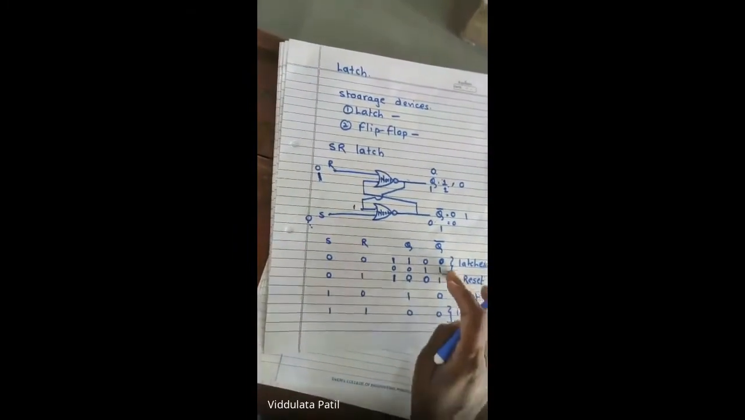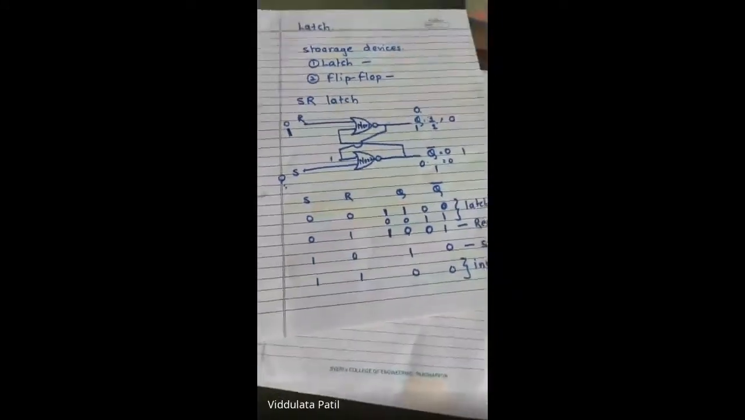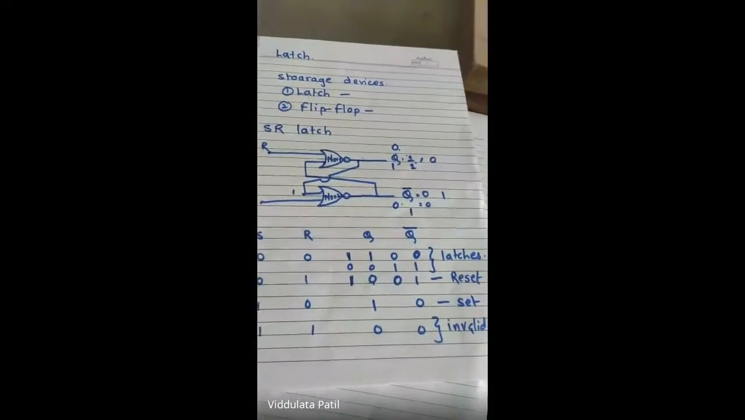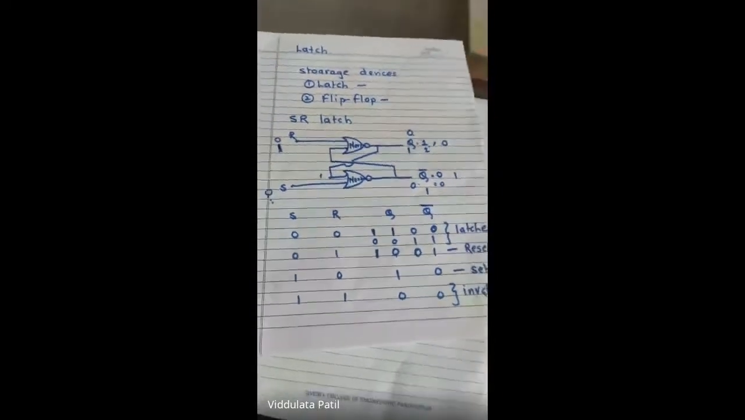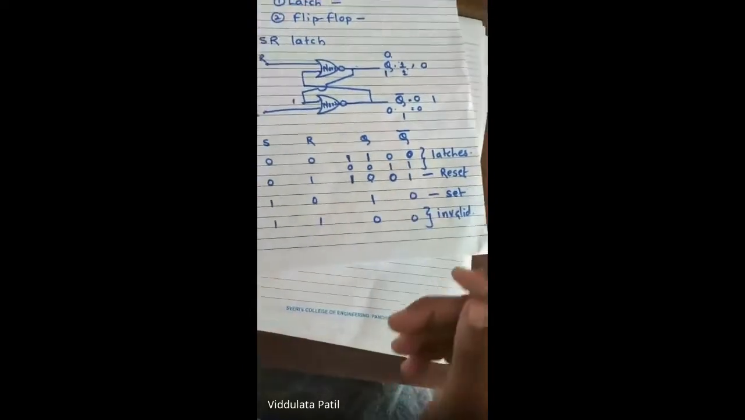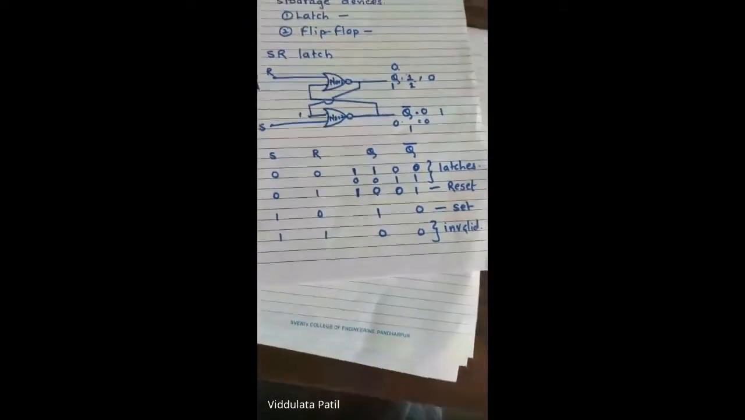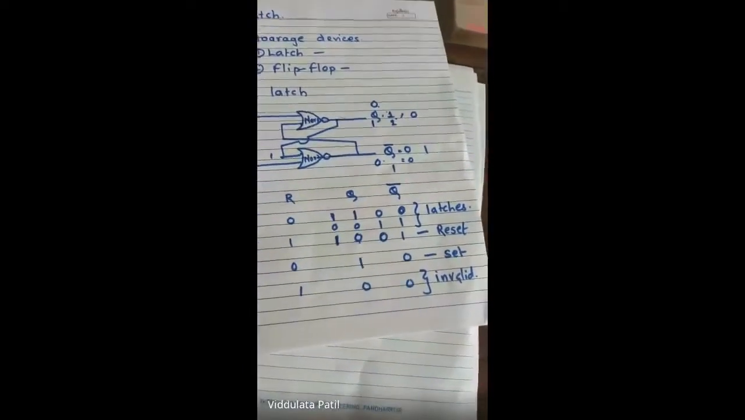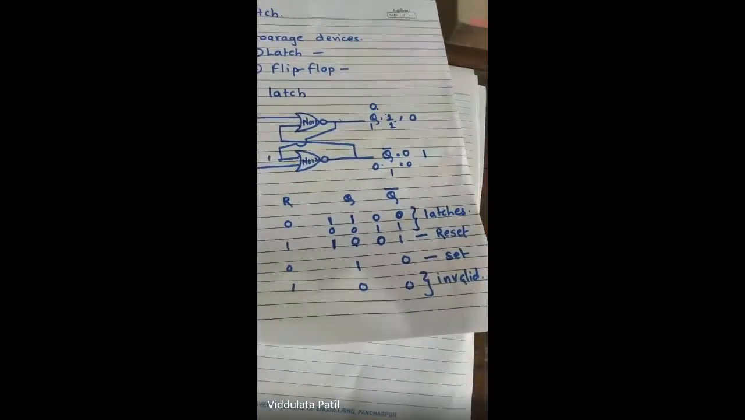Okay, but here we usually try not to make both the inputs equal to 1. So we use these two conditions mostly to set and reset, and this one for storing the bits. Okay, so this is the SR latch.